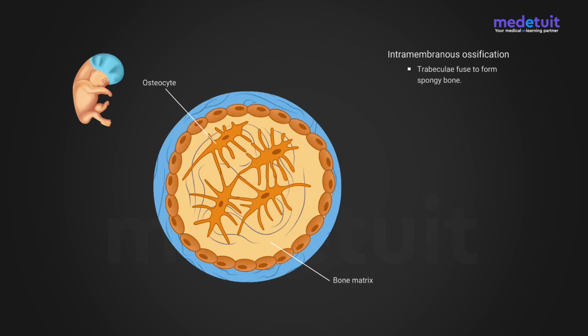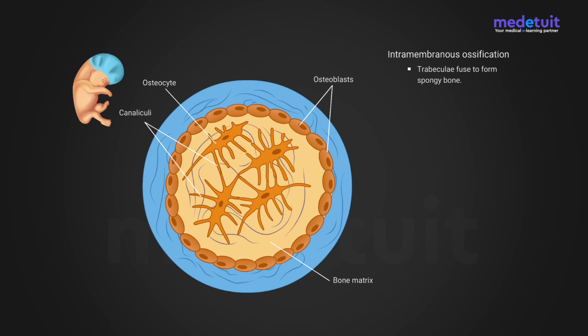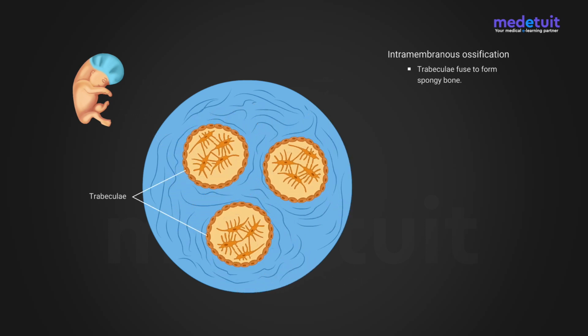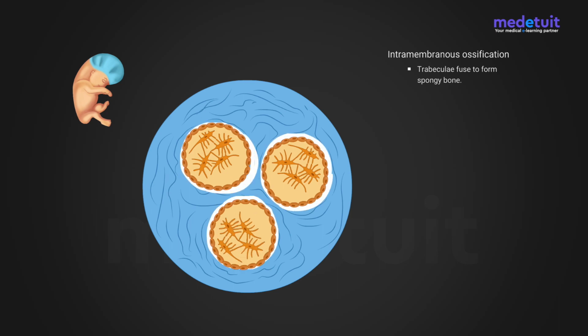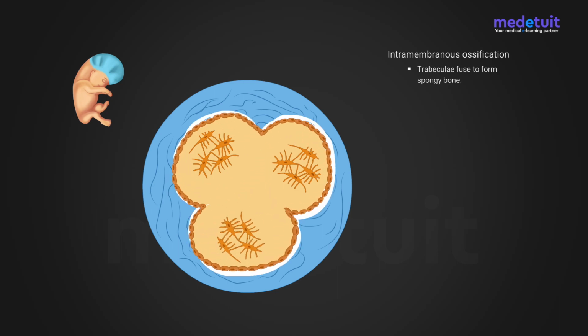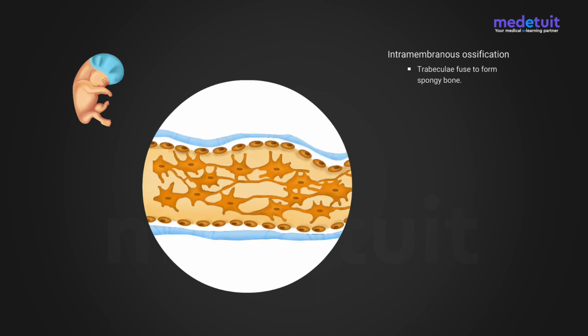Osteoblasts proliferate and differentiate in a radiating manner from the center of ossification, forming the trabeculae. The trabeculae join to form the cancellous bone. The spaces between the trabeculae are occupied by blood capillaries.